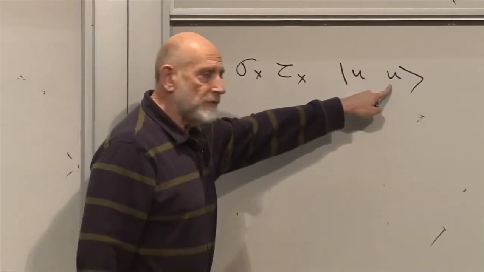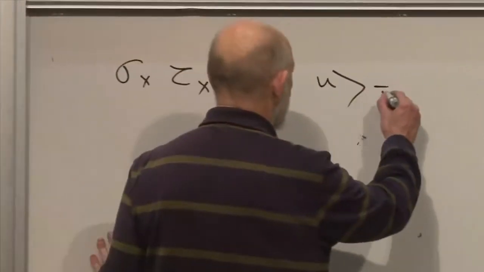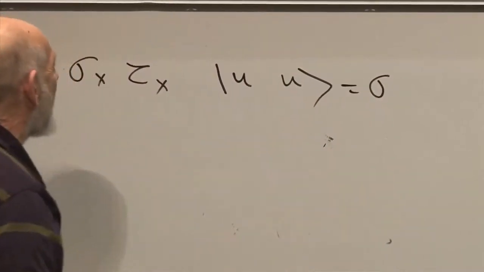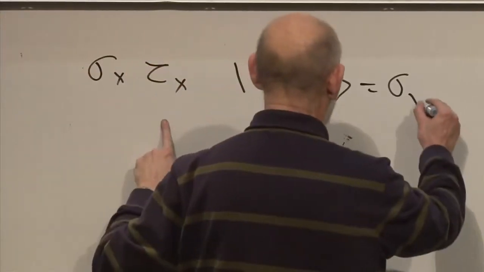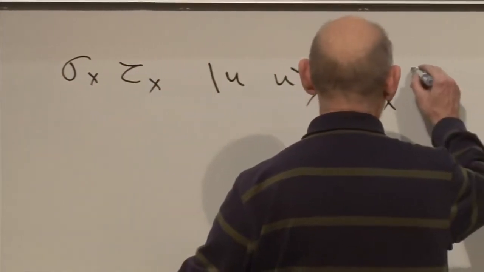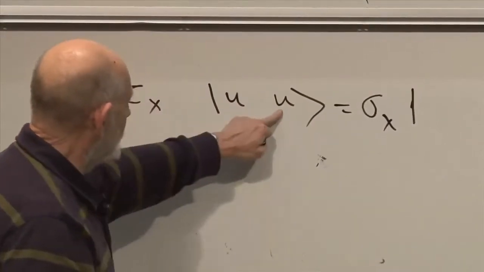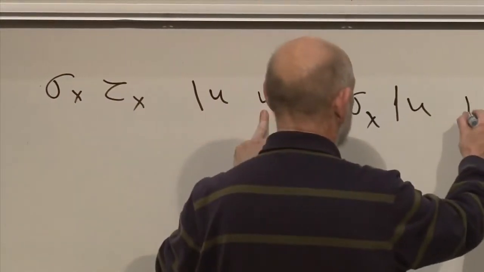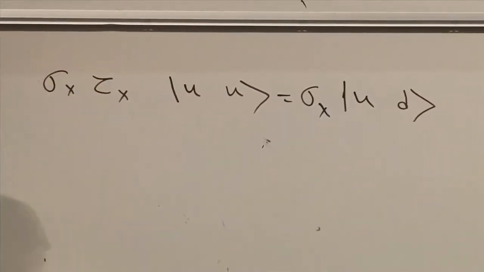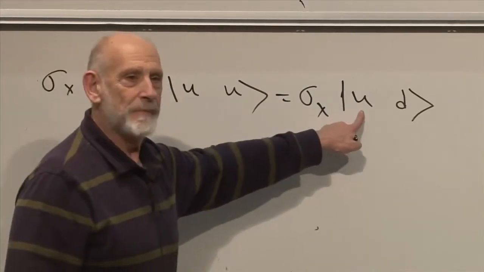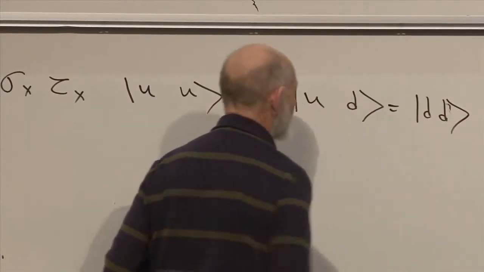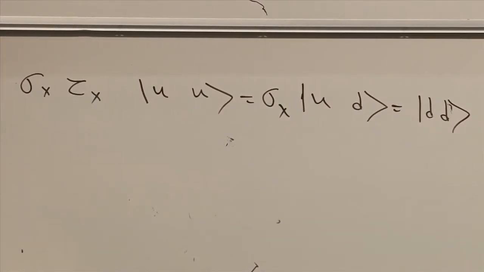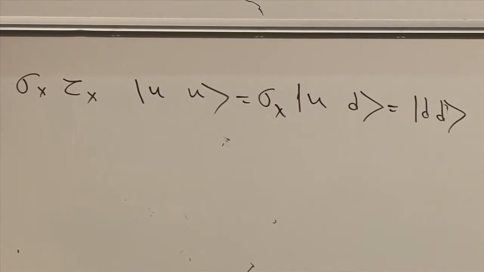What does tau x do? It operates on this one and leaves this one alone. Right. Okay, so it gives sigma x, which I have not acted with yet, times, now tau x flips this one, so it's up, down. Okay, now what does sigma x do? It flips this one. So it just gives down, down. Kind of boring, but that's what it does.